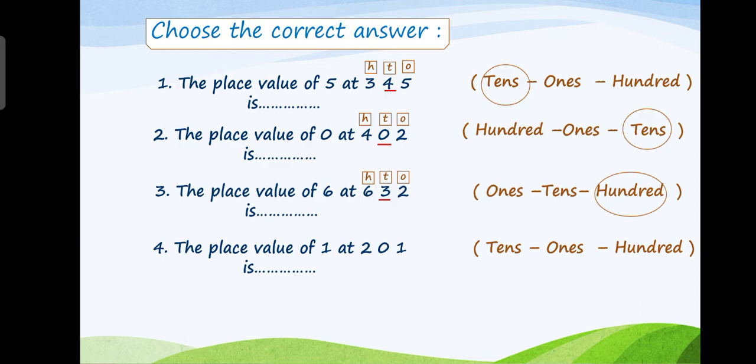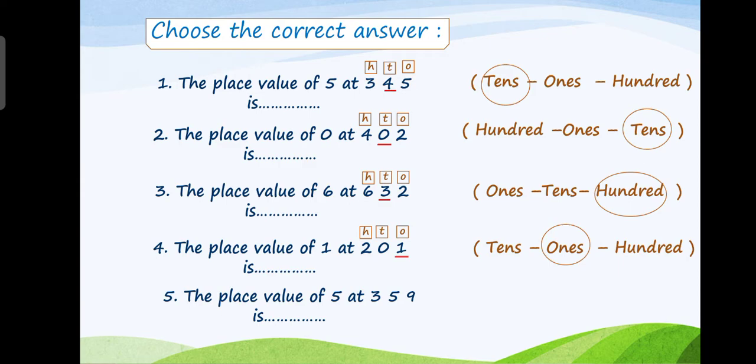Now we have the place value of 1 in 201. Tens, ones or hundreds. We said before, first step, put the places: ones, tens, hundreds. 1 is in which place? Ones. Number 5, the place value of 5 in 359. Ones, tens or hundreds. 5 is in which place? First I will put the places. 5 is in tens and 3 is in hundreds.